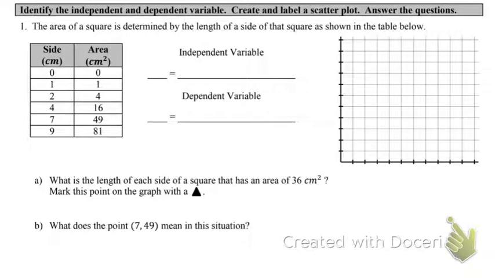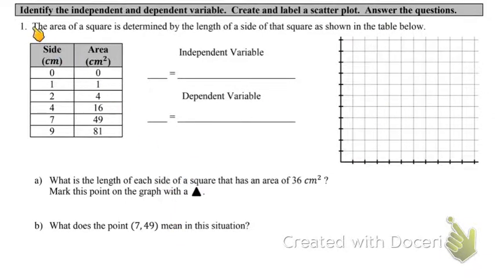All right, peeps, let's go ahead and do practice problem 1 in the practice section. I'm going to show you how to do it, and then you can do the rest using this as an example. The first thing I want to do is make sure I know what I'm doing. I have to identify the independent variable and the dependent variable. Then I'm going to create and label a scatter plot. So basically we're going to graph some points here, and then we're going to answer these questions.